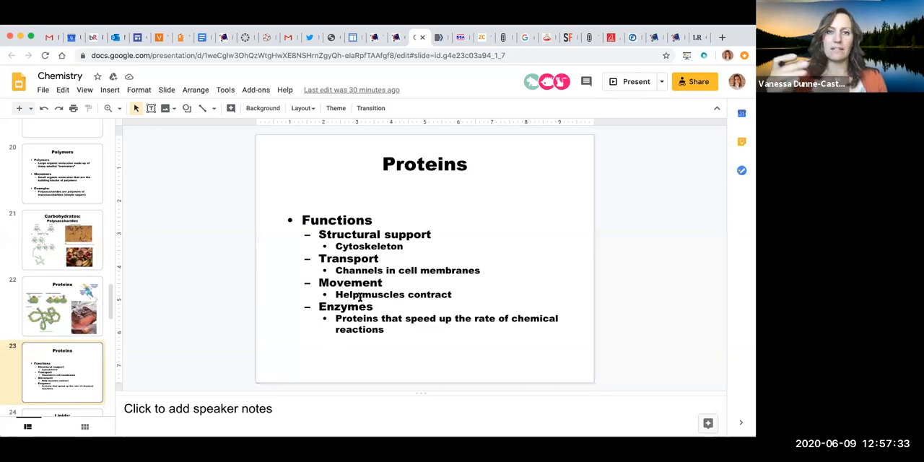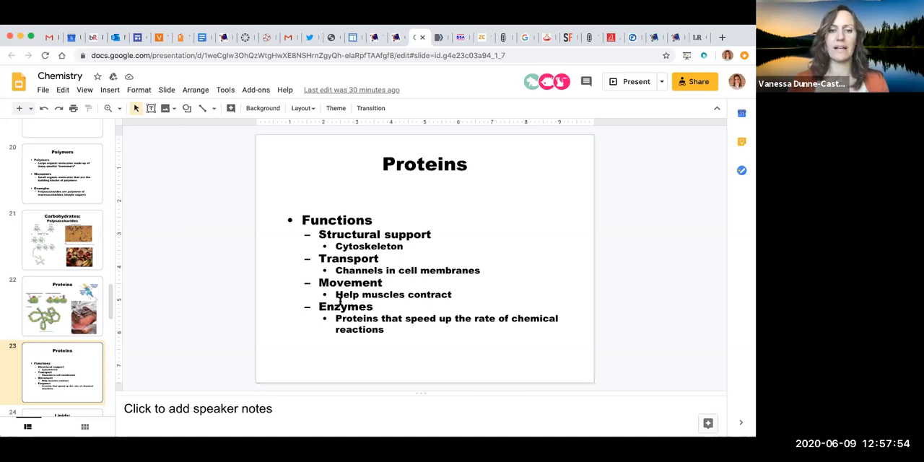Inside the cells, and especially in eukaryotic cells, between organelles, between these different functional units inside a cell, proteins are essential for transport, bringing a molecule or an enzyme or a vacuole or whatever it is from one place in the cell to another, to transport things into the cell or out of the cell.